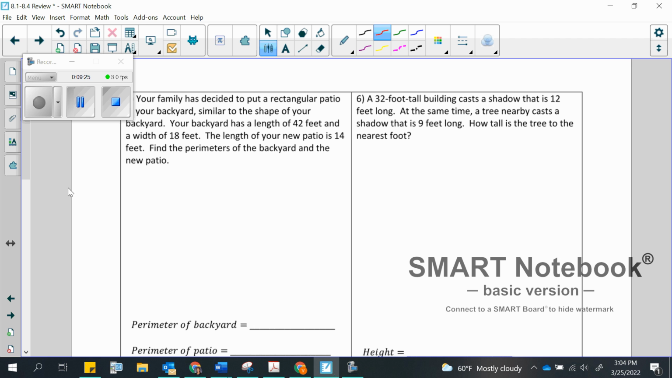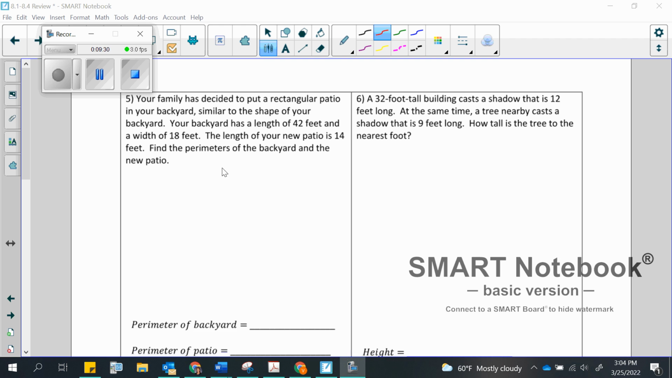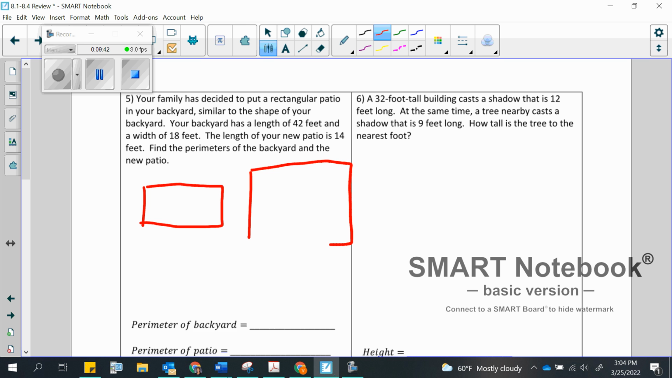Remember, you can pause this video at any time to go through it if you need to. So let's look at this next one. It says your family has decided to put a rectangular patio in your backyard. Here is our rectangular patio, similar to the shape of your backyard. So your backyard is a little bit bigger than your patio, which makes sense. Your backyard has a length of 42 feet. So I'll just label the length 42 feet and a width of 18 feet. It says the length of your new patio is 14 feet.